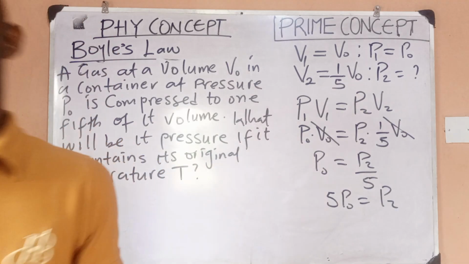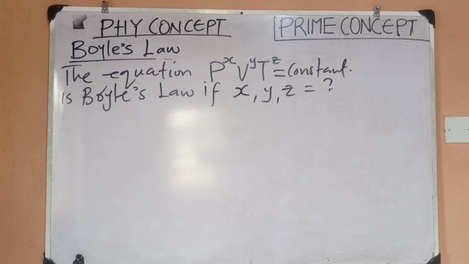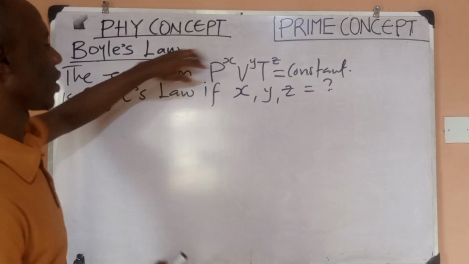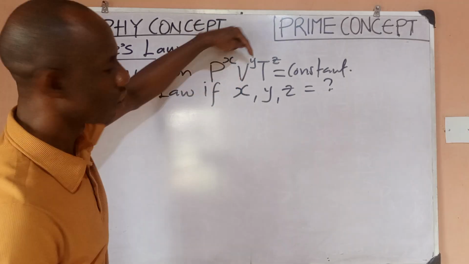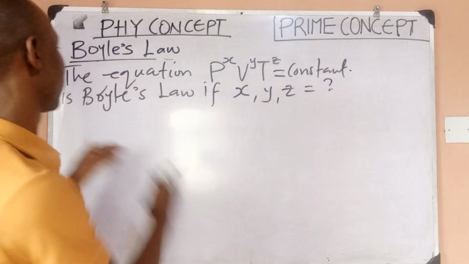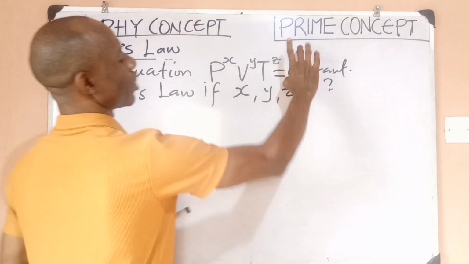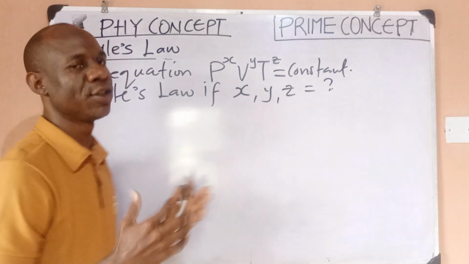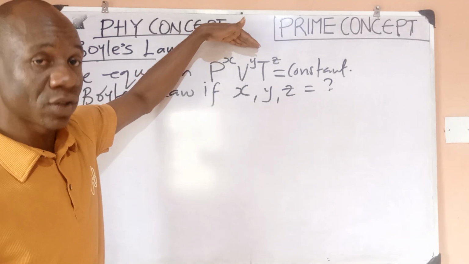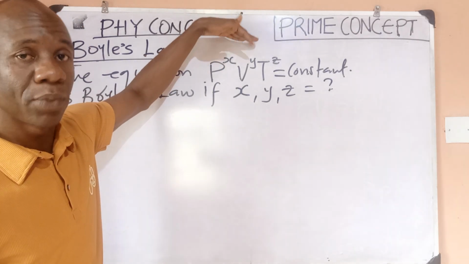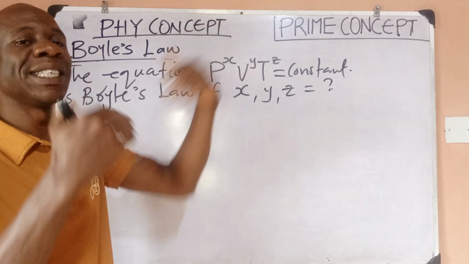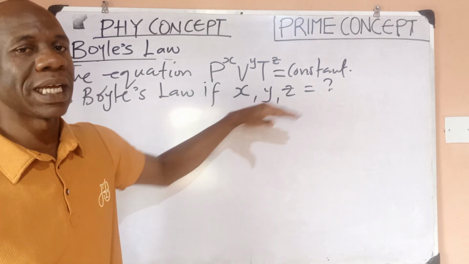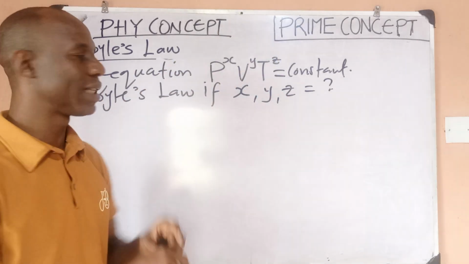Now let's take problem number 2. So we have another question to analyze under Boyle's law. So the question says the equation P raised to power x, V raised to power y, T raised to power z equals constant is Boyle's law. That is to say, this equation would represent Boyle's law under the condition that x, y, and z take what values. So this can represent Charles' law. It can also represent Boyle's law. So for this equation to represent any of these laws, these values of x, y, and z should be unique. So what are the unique values of x, y, and z that would make this equation represent Boyle's law?